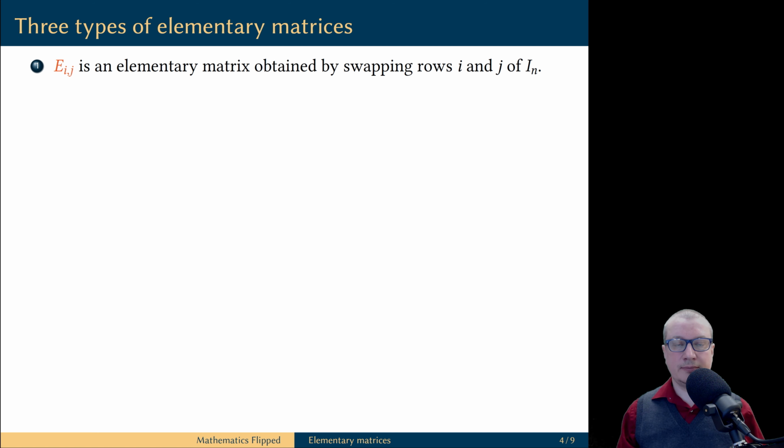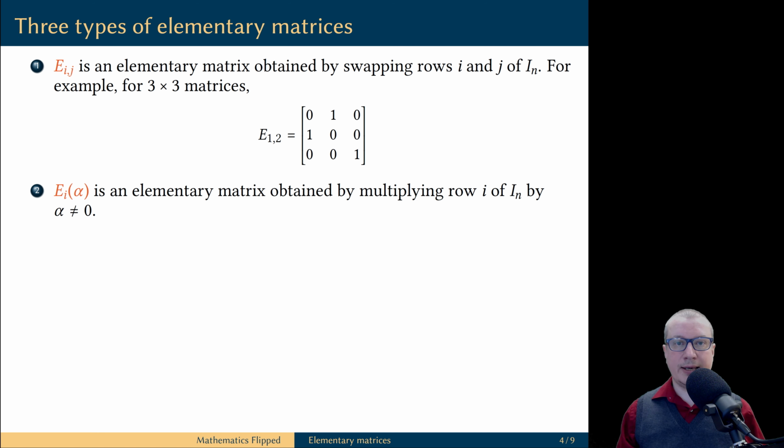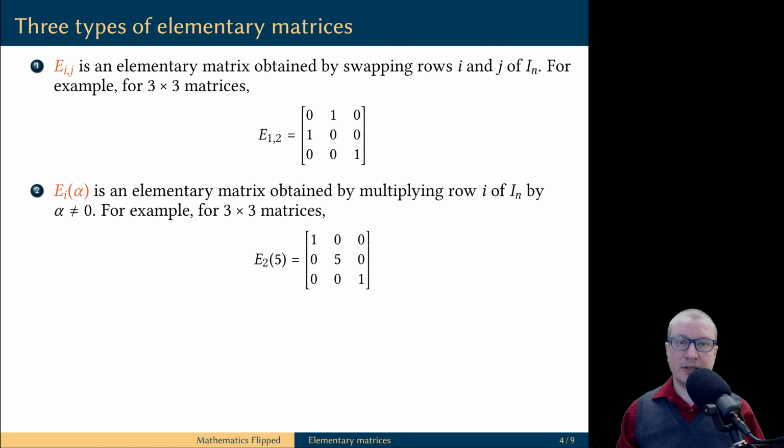An elementary matrix Eij is a matrix that is obtained from the identity matrix by swapping rows i and j. Here is an example of an elementary matrix of size 3 by 3. To obtain this matrix, we swapped rows 1 and 2 of the identity matrix. An elementary matrix Ei(alpha) is obtained by multiplying row i of the identity matrix by a non-zero scalar alpha. Here is an example of such a matrix where we scaled row 2 of the identity matrix by 5.